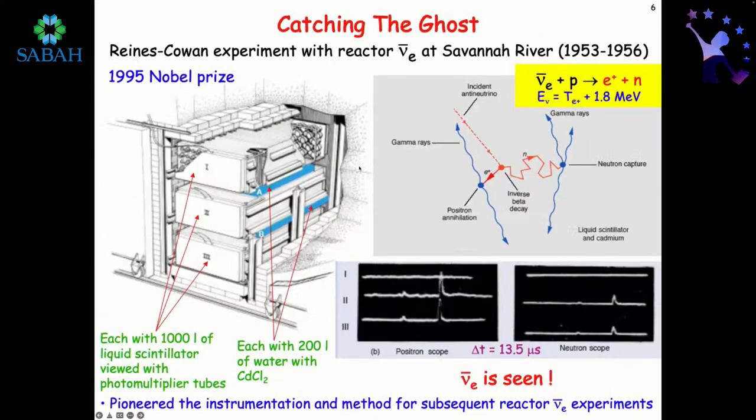So the first experiment is about the discovery of the antineutrino, or the neutrino. In 1930, Professor Pauli proposed the existence of the neutrino to explain the continuous energy spectrum of beta decay. It was just a speculation. However, experimentally, people tried very hard to prove the existence of the neutrino. The successful experiment was done by Professor Reines and Dr. Cowan in the 1950s. This picture shows a sketch of the experimental setup.